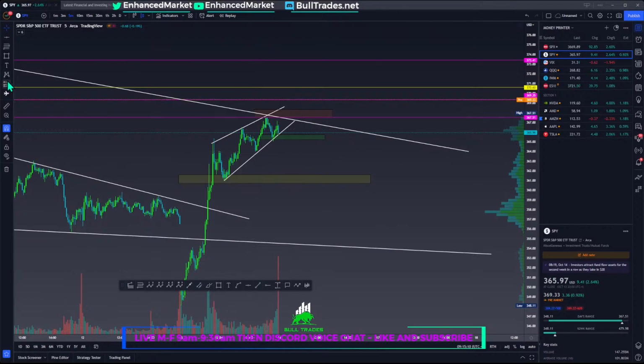Right? If I enter here, stop loss is here, and the price target is here, it's over a 2 to 1 risk to reward every single time. Right, that's why we trade these patterns, because it gives us that advantage.